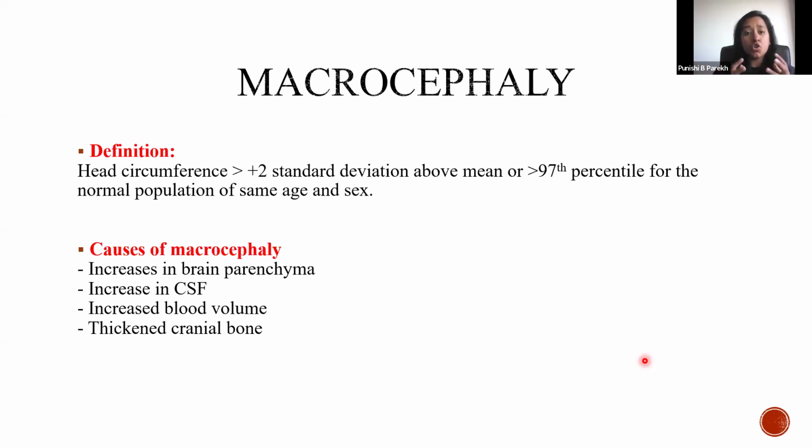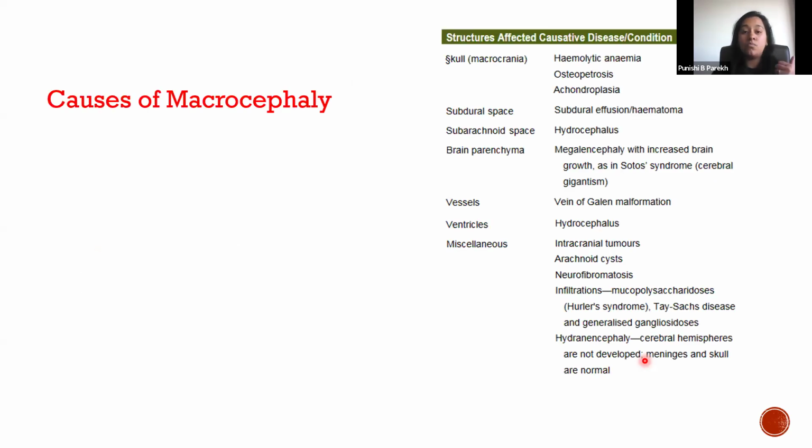The cause of macrocephaly can be anything that is big when you look at a head. So it could be a big brain parenchyma, big skull, excess CSF like hydrocephalus, or increase in the blood volume. So if you look at the causes of macrocephaly in detail, it could be because of a big skull, like in hemolytic anemias. We commonly see that in thalassemia when they have extramedullary hematopoiesis, or other causes like osteopetrosis, achondroplasia.